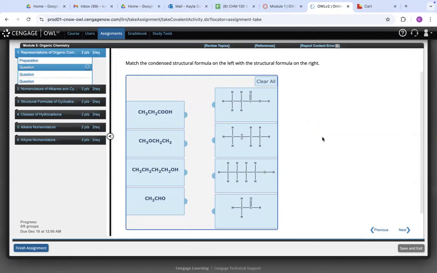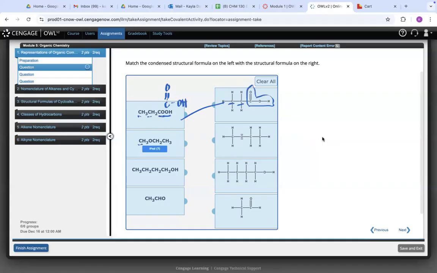So we have, so here in our first one, oops. All right, so we have COOH. All right. So a carbon, carbon, and then a COOH, which represents a carboxyl group. So I see that as being this one right here, right? So we have one carbon, two carbon, and then the carboxyl group.